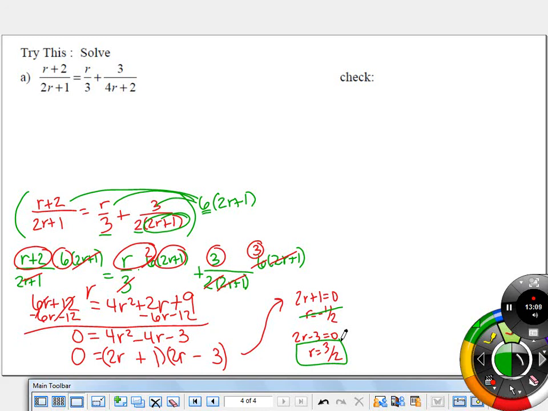Now, just because we saw two problems where they came up with two solutions, and one was extraneous and one wasn't, that doesn't mean it's always going to happen that way. You might end up with 2. You might end up with none. You might end up with 1. So don't think there's some pattern that just happened with our examples. But do check for those extraneous solutions that would make the denominators equal to 0.